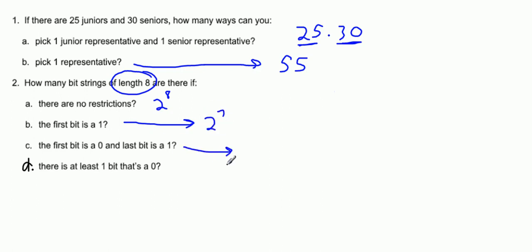The first bit is a 0 and the last bit is a 1. So the first and last are fixed. That means the other 6 are up for grabs and could be anything.